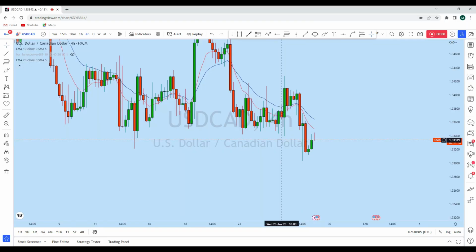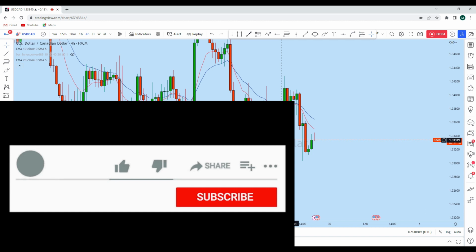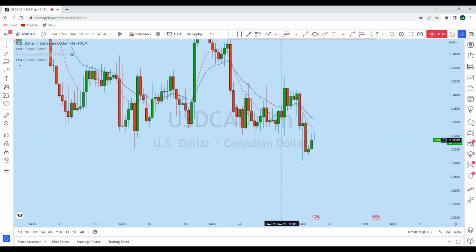What's up today? So let's do a complete multi-time frame analysis on USD CAD. Let's see what kind of trading opportunity we currently have in USD CAD. As you can see, on the lower time frame, we can find a significant trading opportunity.